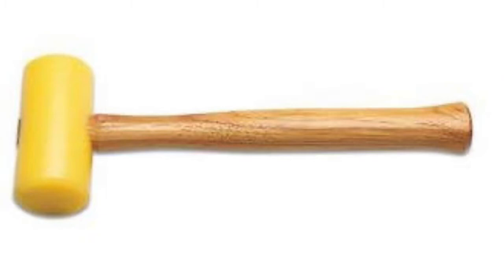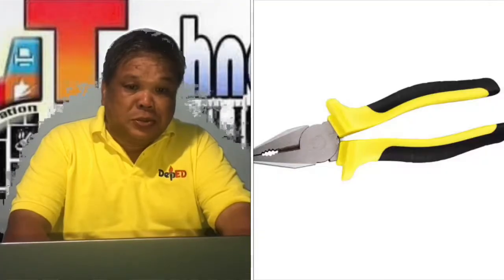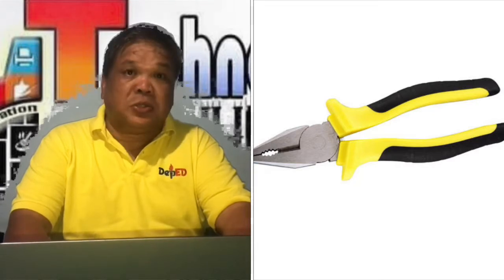Next is pliers. These are made from metals with insulators in the handle and are used for cutting, twisting, bending, holding, and gripping wires and cables. We have combination pliers, which is also called lineman's pliers. This is used for gripping, holding, and cutting electrical wires and cables and even small nails. They are usually used by linemen in doing heavy tasks.